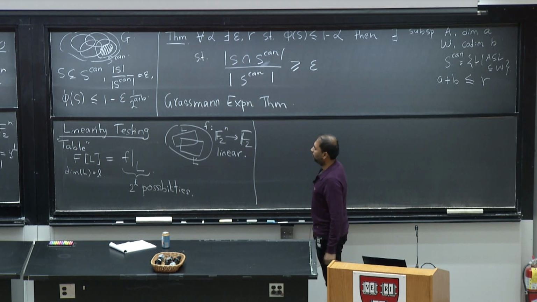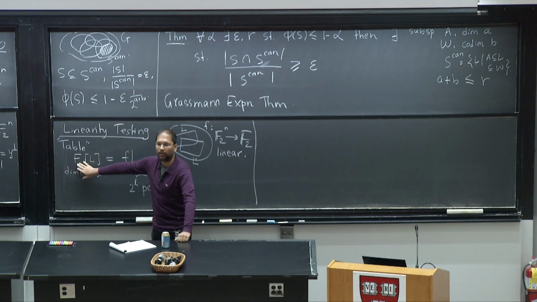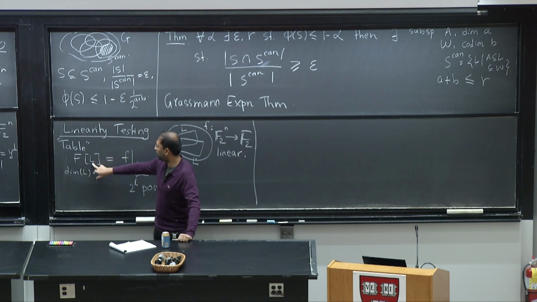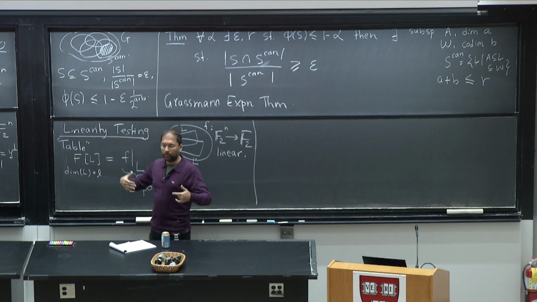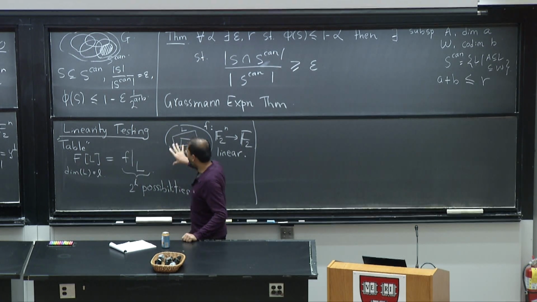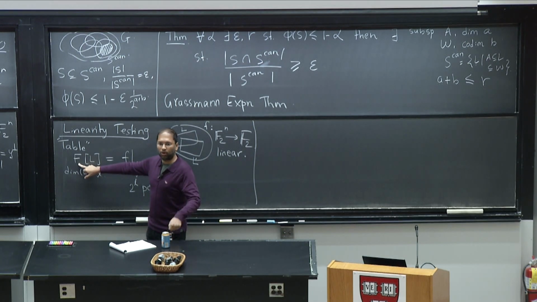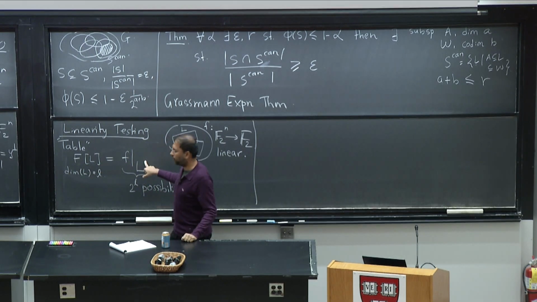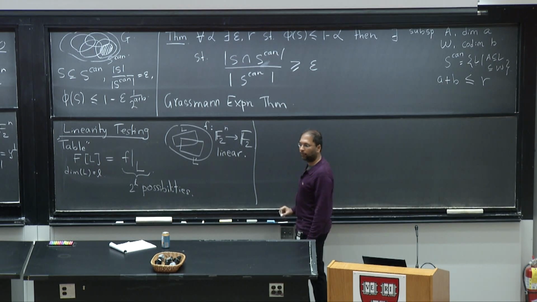Now, the linearity testing question asks the following. What if I only gave you this table capital F, meaning for every l-dimensional space capital L, I gave you some linear function? Can you somehow check that whatever is given to you actually corresponds to restrictions of some global linear function? So it's some kind of inverse problem. Given a table F, I want to verify that it corresponds to restrictions of some global linear function, and we want to test this using a test. Is that clear? Now here is a proposed test.